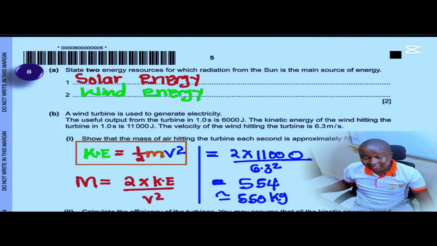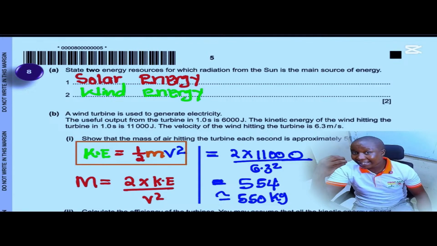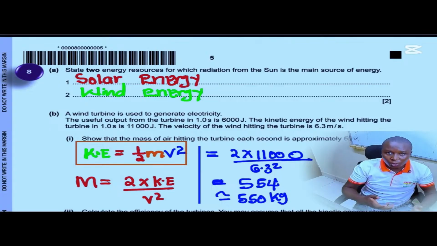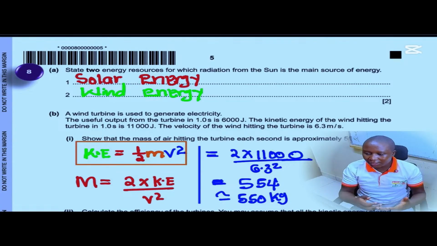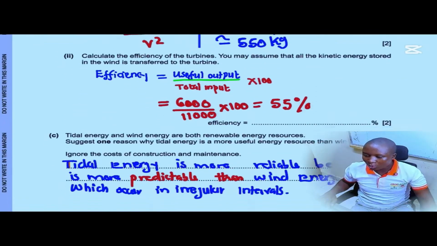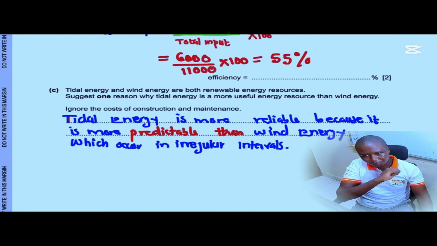We are supposed to calculate efficiency. Another concept that will be very key in this coming May, June exams is the concept of efficiency. Do you know how to calculate efficiency? Of course, efficiency is useful power output over the total power input times 100. That's exactly what you're going to do at that particular point.